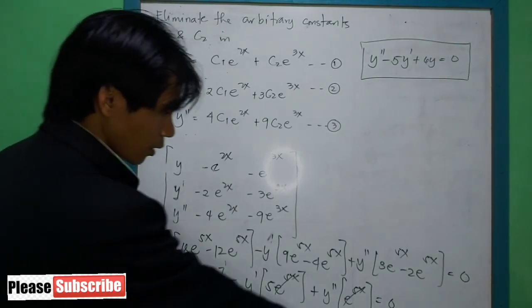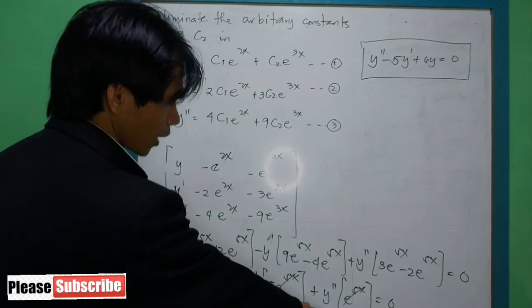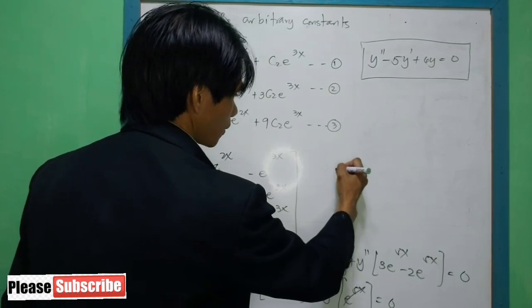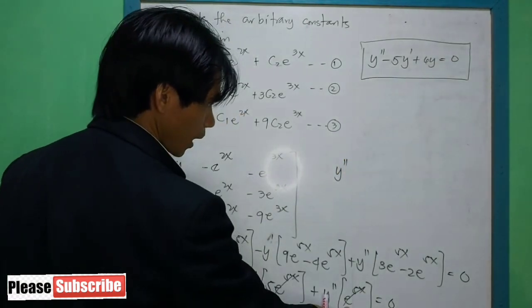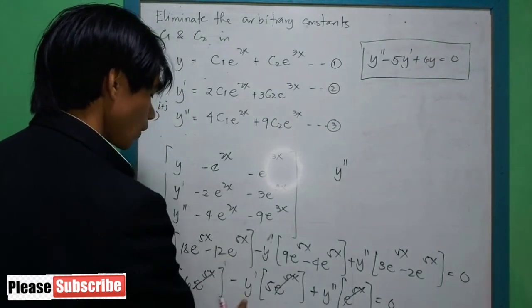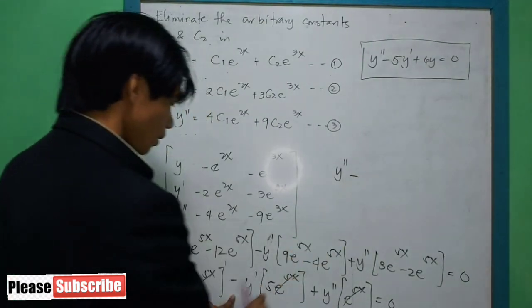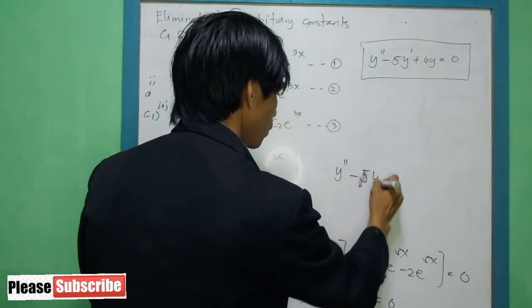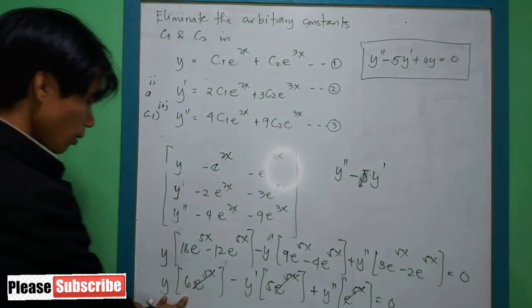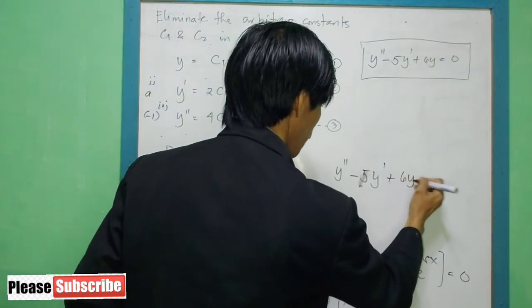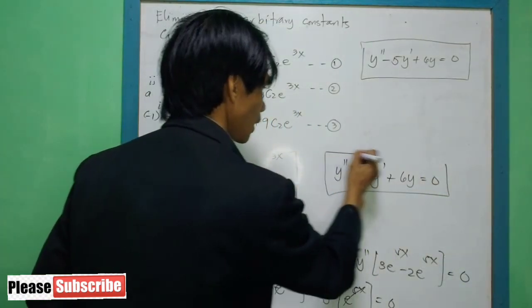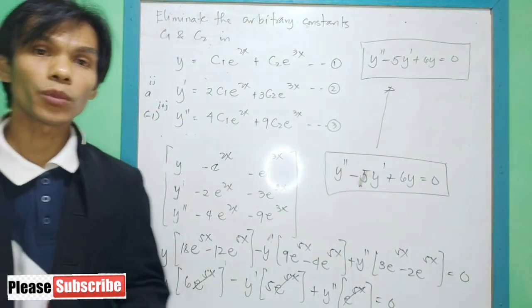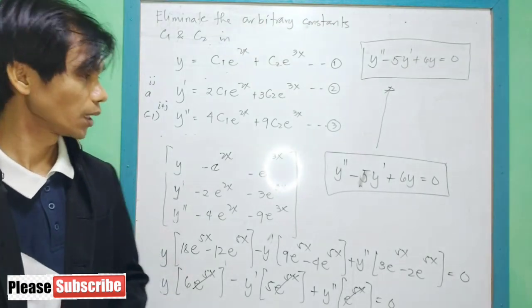Notice guys, ito na lang natira. 6y, tama? Ito, y double prime. Unahin natin yung mas mataas yung order. So, y double prime, may kasama ba siya? Wala, kasi multiplied by 1. Susunod, minus 5y prime, and then ito, plus 6y is equal to 0. Nakita niyo? Pareho sila. So, pwede mo siyang gamitan ng determinant.